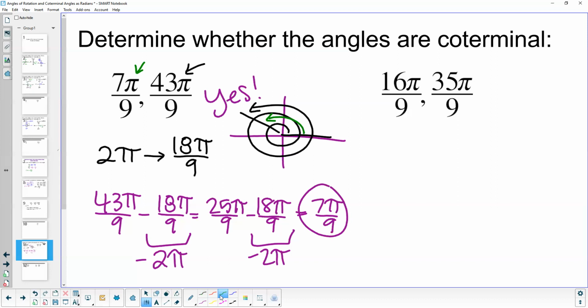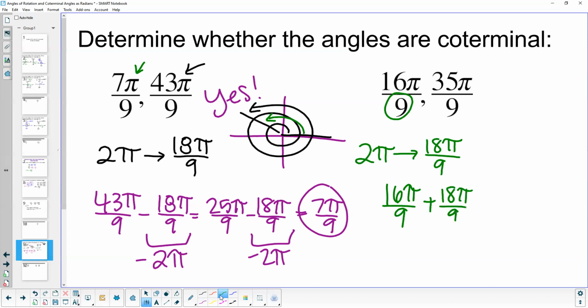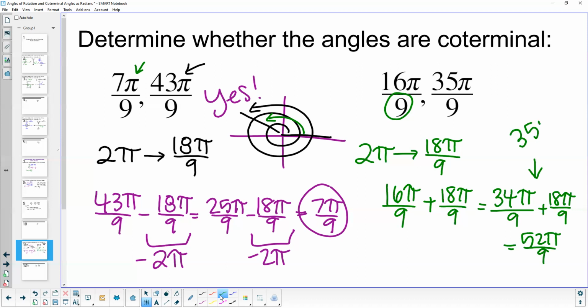Now, what about these other 2? If we want to check these, our 2 pi, because our denominator is 9, in this case is still going to be 18 pi over 9. So what I want to do is I'm going to go from 16 pi over 9 and try to add 18 pi over 9 to see if I can get to 35 pi over 9. Well, 16 pi over 9 plus 18 pi over 9 equals 34 pi over 9. And if I add 18 pi over 9 one more time, then we end up getting 52 pi over 9, which puts that 35 pi over 9 right in between the 2. So these ones are not coterminal angles. They're close, but they're not quite there.